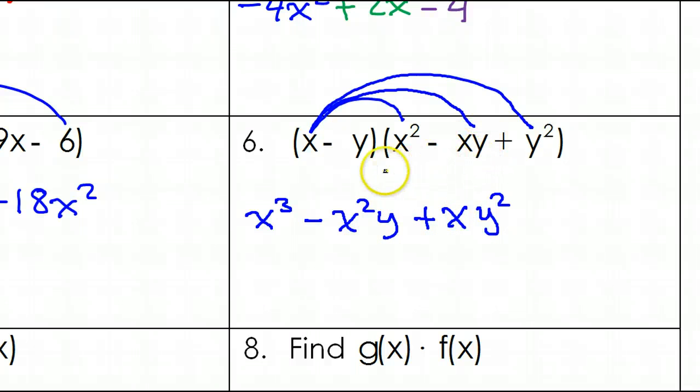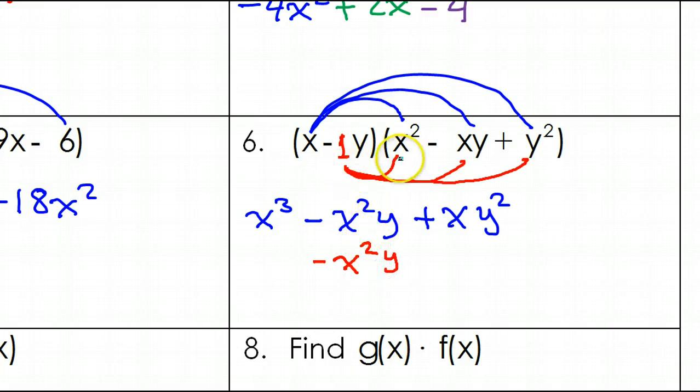So, I distributed the x. Now I'm going to distribute this negative 1y times each of these things. Well, negative 1y times x squared is negative x squared y. I'm noticing I already have an x squared y, so I'm going to line those up. So that's going to be negative x squared y.